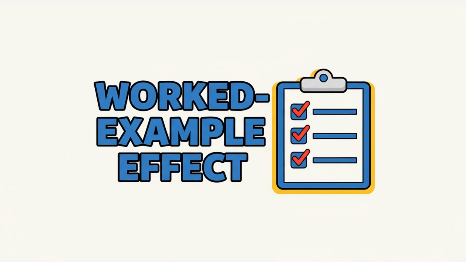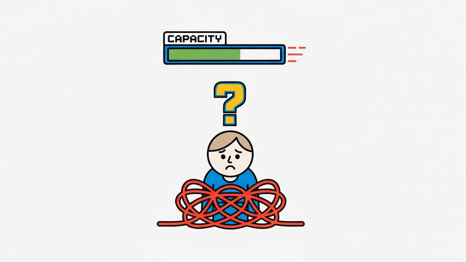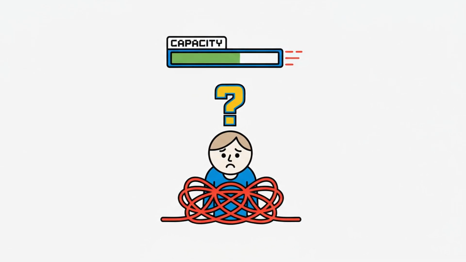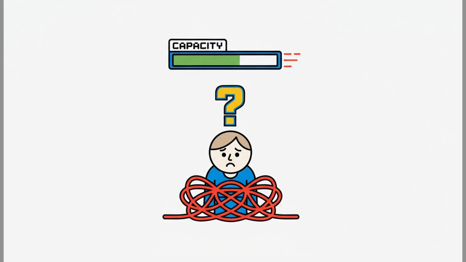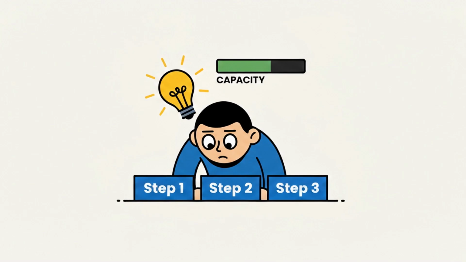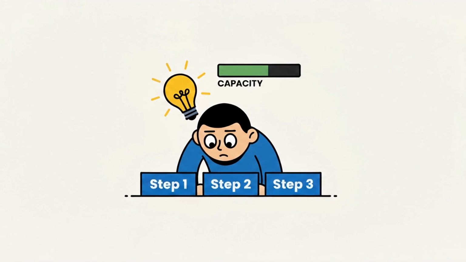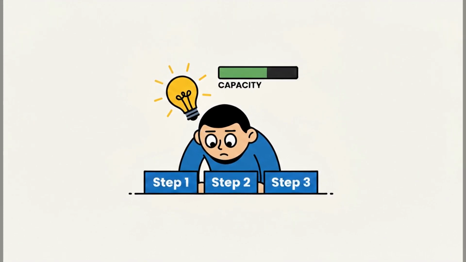Then, the worked example effect. For novices, the figure-it-out problem-solving triggers unproductive search, means-ends guessing that burns precious capacity. Sweller's 1988 work showed that studying well-designed, step-by-step examples helps beginners build schemas faster and with fewer errors.